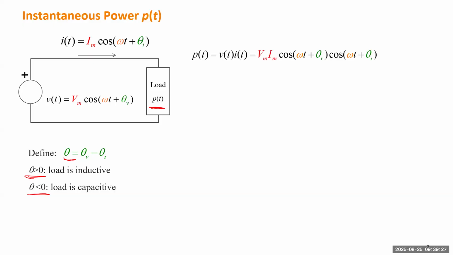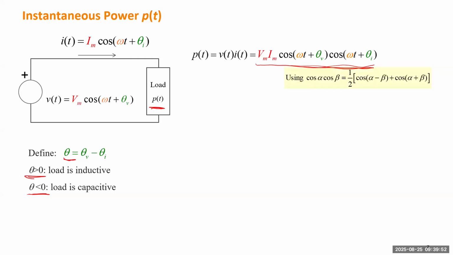So we directly define the multiplication of the voltage and current waveforms, point by point at each time point, as a time function p(t). That is the instantaneous power. So that's the definition of instantaneous power. Next we just need to figure out a more useful formula to calculate the instantaneous power.